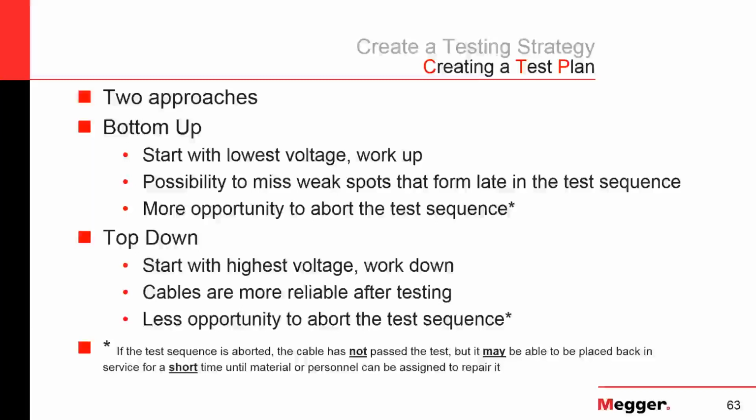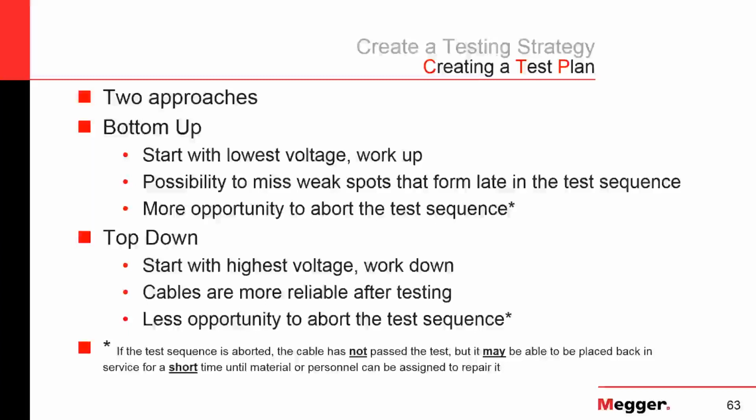The other approach then is top-down. Start with the highest voltage and work down. In this, because we have a greater opportunity to catch weak spots that form late in the testing sequence, cables tend to be more reliable after this testing, but there's very little opportunity to abort the test sequence.